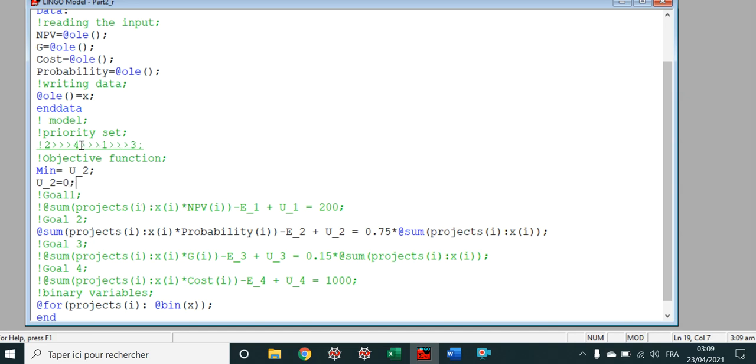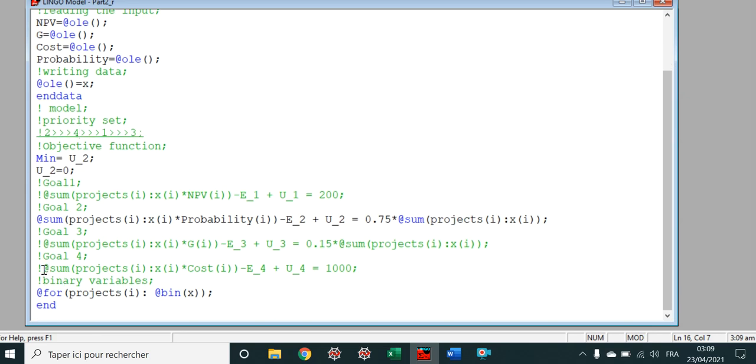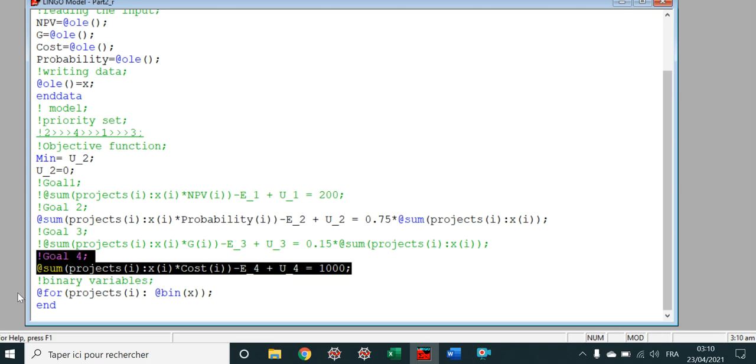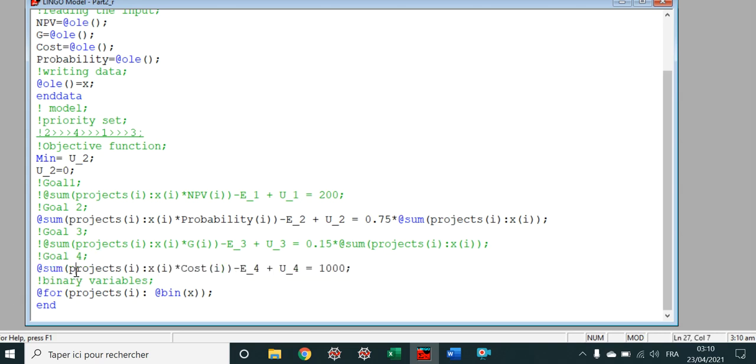Next most important goal is goal 4. So we're going to remove the comment and get it back to its initial state, being a goal. Okay, so this is the cost goal. So we want to minimize the excess of cost. We can't possibly minimize the shortage. We want it to be 1,000 or less. Okay, so the new objective function is minimize E4.